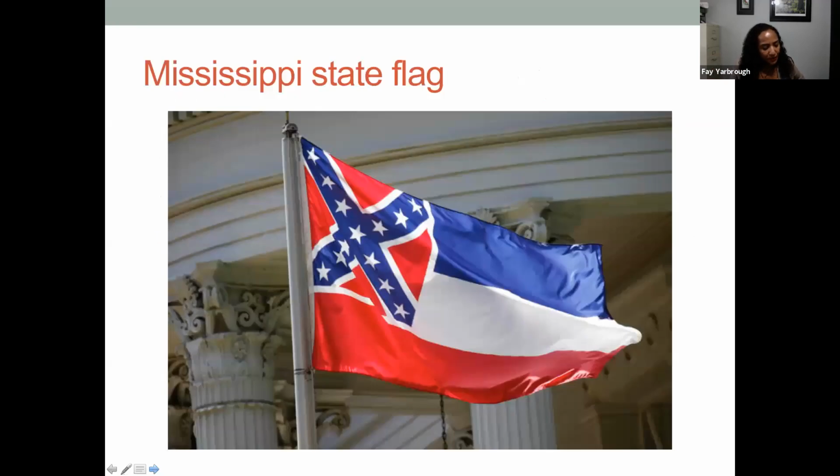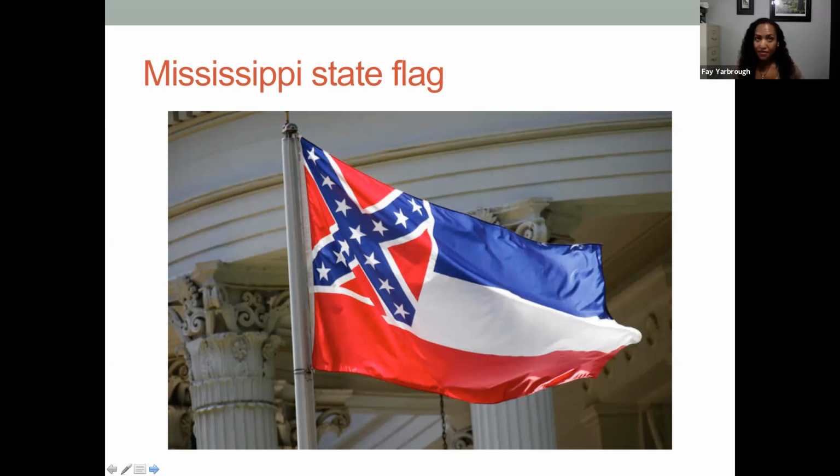In Mississippi, just this summer, the state legislature voted to remove the Confederate flag from the state flag. Here we have an image of that. And they have not yet decided on its replacement. So technically the state of Mississippi currently has no state flag. The move was prompted, many would argue, in part by Black Lives Matter protests.